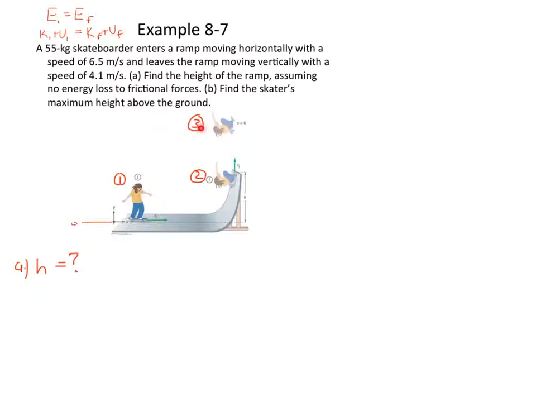All right, let's find the height of the ramp. So we're going to say that the energy at 1 is going to be equal to the total energy at 2. All right, all the energy at 1 equals all the energy at 2. We're ignoring friction. We're assuming there's no energy loss due to friction right here. This is a very, very smooth ramp, we'll say, with a smooth rolling skateboard. And we want to find that height of the ramp.